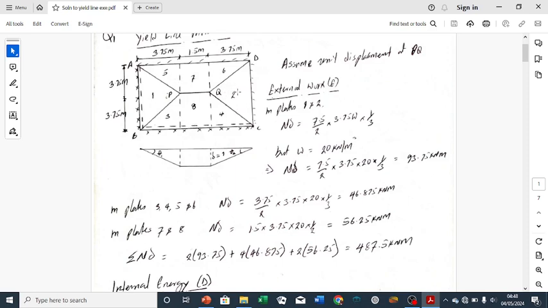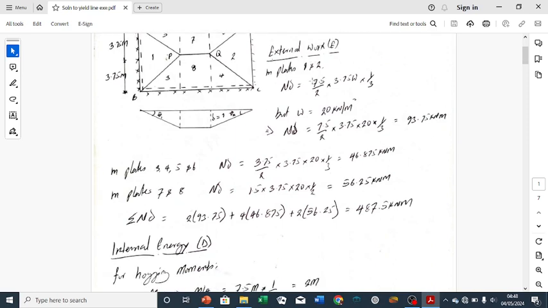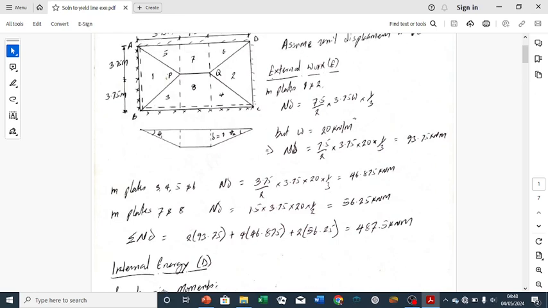We have plate 1, plate 2, plate 3, plate 4, plate 5, plate 6, plate 7 and 8. Plate 1 and 2 are triangles and are similar in dimensions, so we are going to calculate 1 and then multiply by 2 to take care of that. For plate 1 and 2, we are going to calculate external work. Remember, work is force times displacement. That's why we are using N delta, where N represents the force and delta is the displacement.